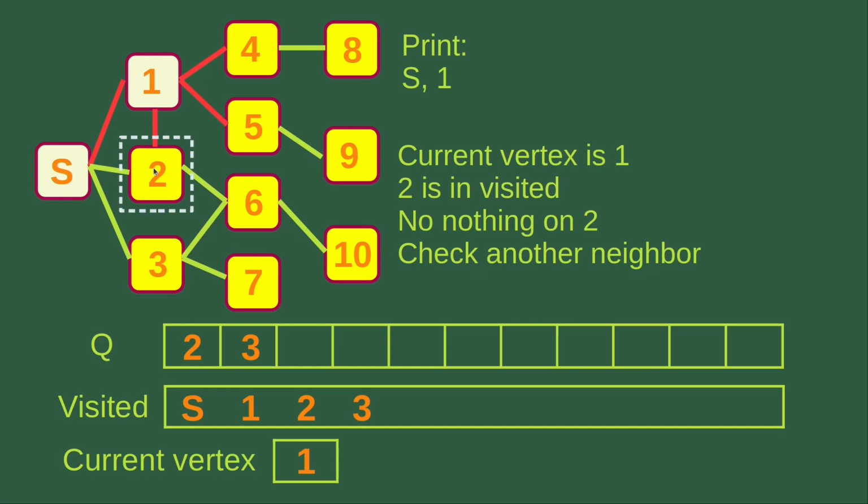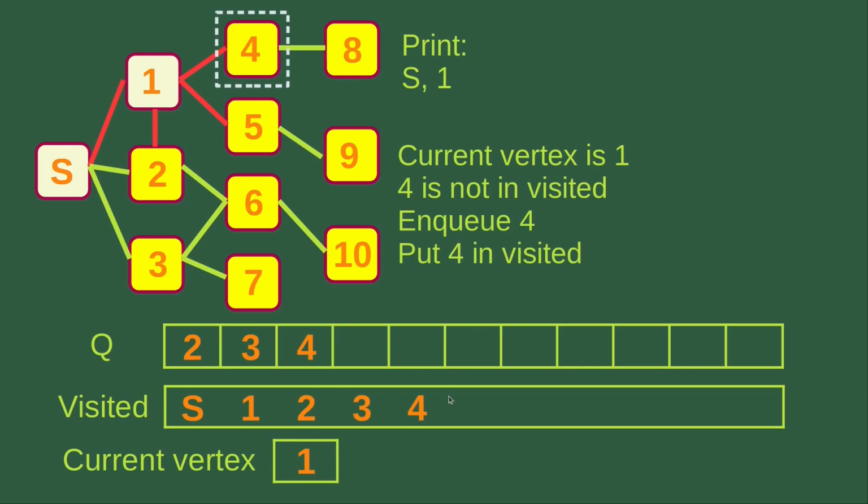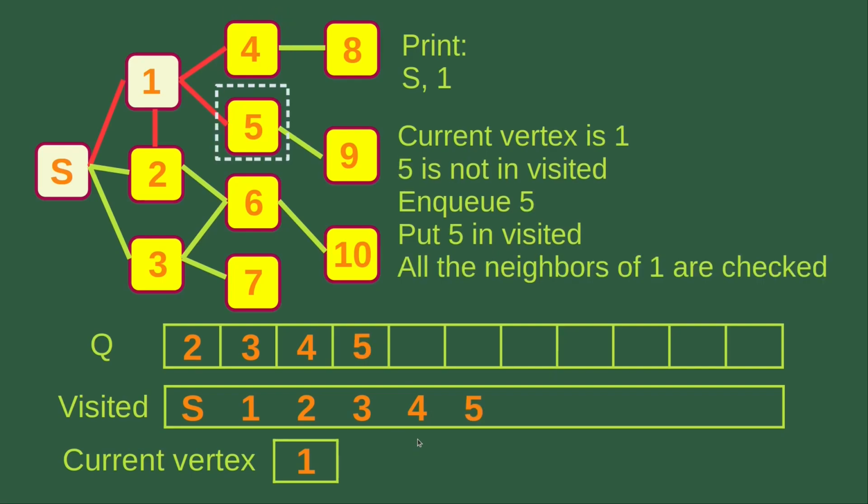How about checking 2? 2 is already in the visited set. We just do nothing on 2, and let us go to check for another neighbor of 1. We can check for number 4. So we see that 4 is not yet in the visited set. That's why I can enqueue 4 and put 4 into the visited set. And 5. You can see that 5 is not in the visited set yet. That's why I can enqueue it and I can put 5 into the visited set. And you can see after handling vertex 5, all the neighbors of 1 are already checked.